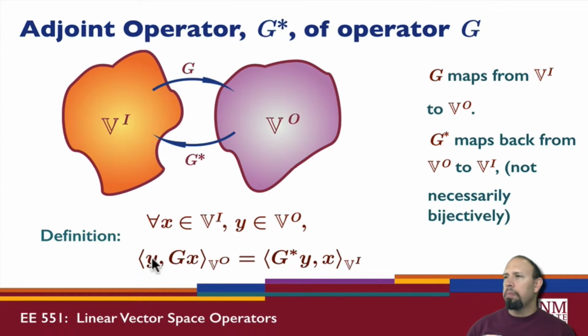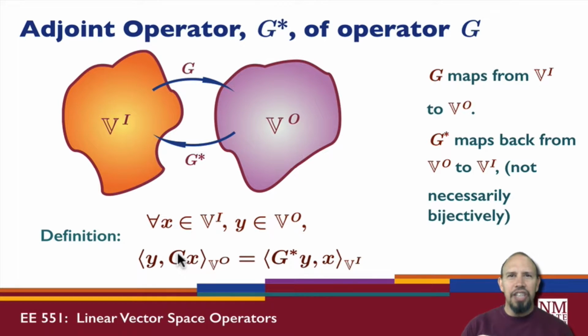And so here I have an inner product on the output space between y and G times x, where x is something from the input space. This is a quantity, an inner product on the output space. I also have this quantity on the input space. x is in the input space. When I take something from the output space and map it through G adjoint, I get something in the input space. I'm taking the inner product then on the input space. And so the adjoint is defined so that these two inner products are equal to each other.